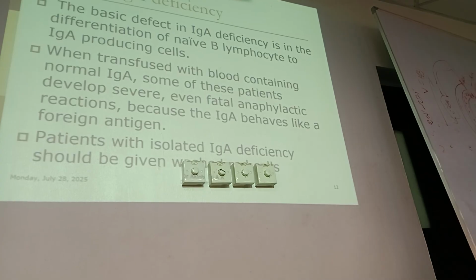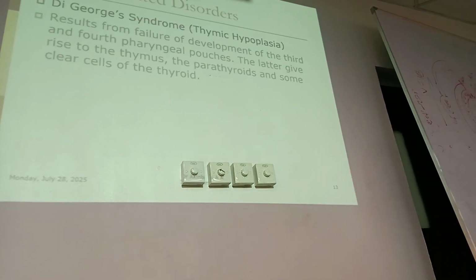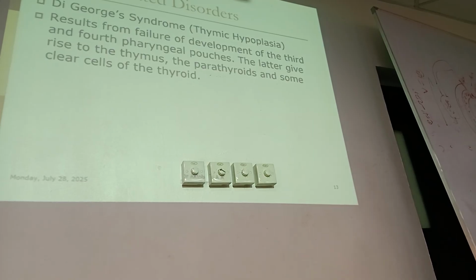The patient can die. So that's the importance of this isolated IgA. So you also have the T cell related thymic hypoplasia. The thymus is hypoplastic and results from failure of development of the third and the fourth pharyngeal pouches, which later give rise to the thymus.